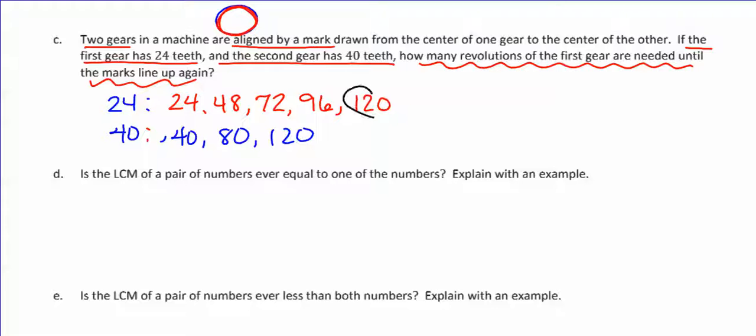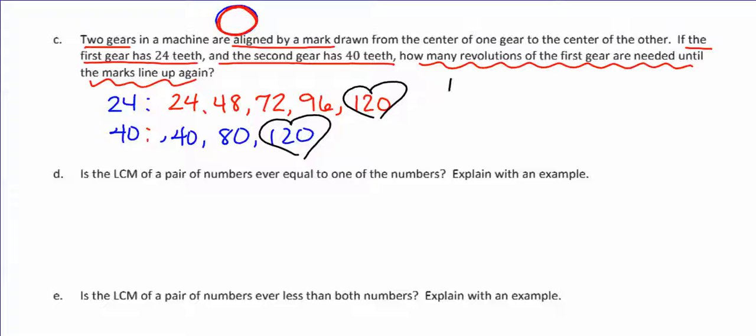All right, so 120 is where they meet. It's the first time they meet. So the question asks, though, how many revolutions of the first gear are needed until the marks line up again? How many times is that gear going to go around to get to pass 120 teeth? Maddie? 5. 5, very good.